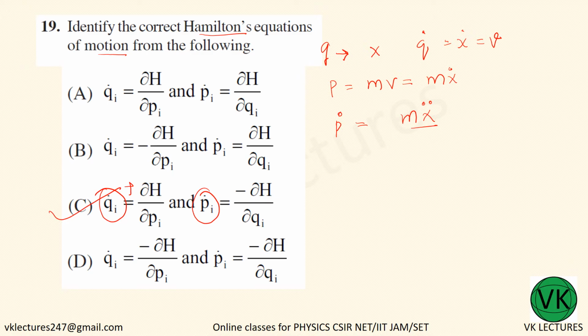So what is this? X dot is nothing but velocity, and this is nothing but force. So velocity and force, just giving you an idea of what is meant by the Hamiltonian equation and what it gives. Q dot is dou H by dou P, P dot is equal to minus dou H by dou Q. So please remember this.